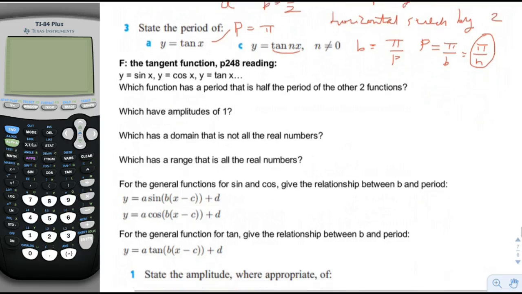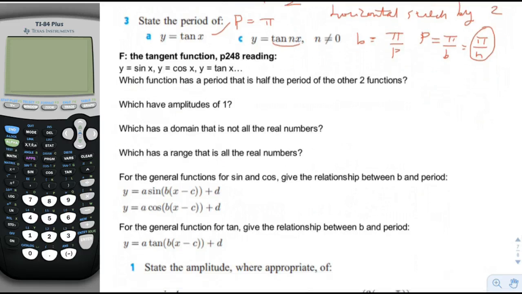All right. Now we're starting section F, the tangent function. Y equals sine x, cosine x, or tangent x. Which function has a period that is half the period of the other two functions? Well, remember, the sine x function has a period of 2 pi, cosine has a period of 2 pi, and tangent has a period of pi, so the answer is tangent. Which have amplitudes of 1? Okay, well, sine and cosine both have amplitudes of 1.